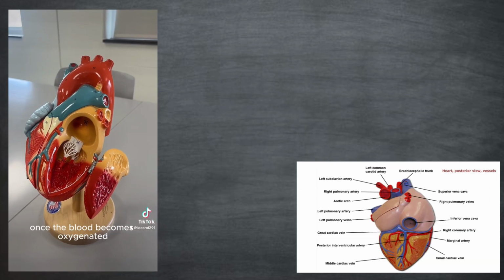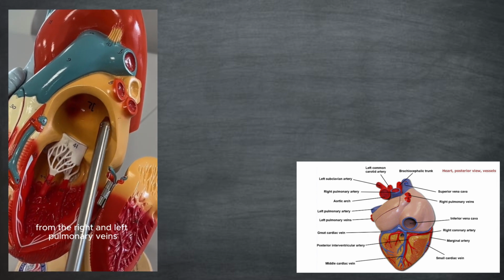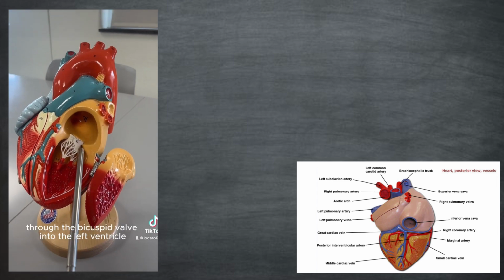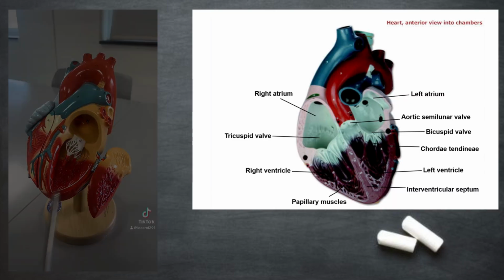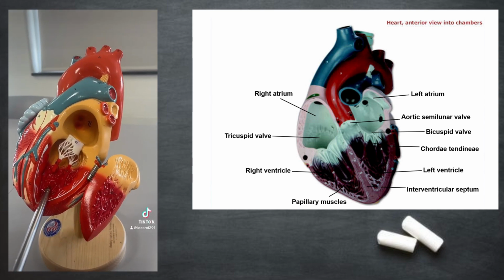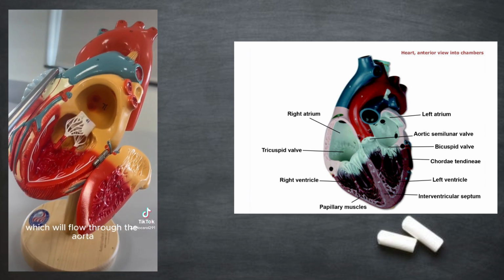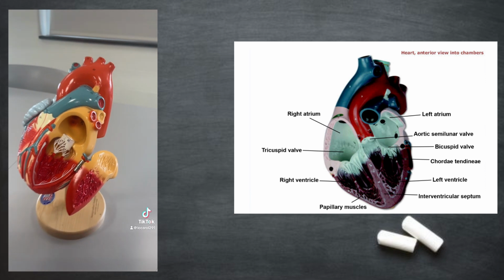Once the blood becomes oxygenated, it will return to the heart from the right and left pulmonary veins into the left atrium, through the bicuspid valve, into the left ventricle. From the left ventricle, the blood will then push through the aortic valve, which will flow through the aorta into the systemic circuit.